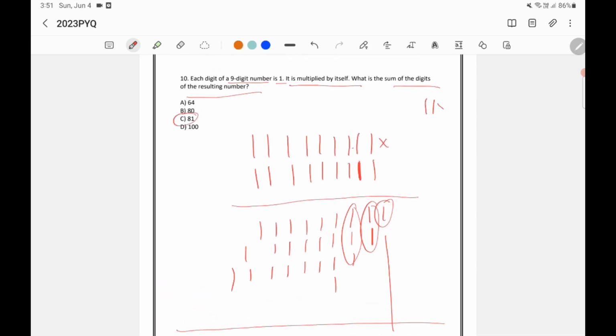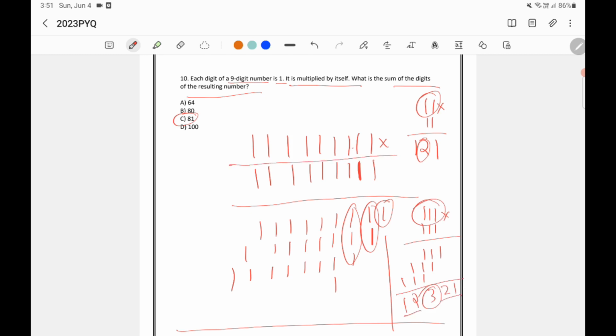If I multiply 11 into 11, you will get 121. There are 2 ones, so 2 is coming in the middle. If I am multiplying 111 into 111, what will come? 1, 2, 3, 2, 1, because 3 ones are there. So 3 is coming in the middle, then 2, 1 will come on each side. Similarly, if there are 9 ones, then 9 will come in the middle and then it will go 8, 7, 6, 5, 4 like that, and here also 8, 7, 6, 5. So using that concept, we can solve this question.